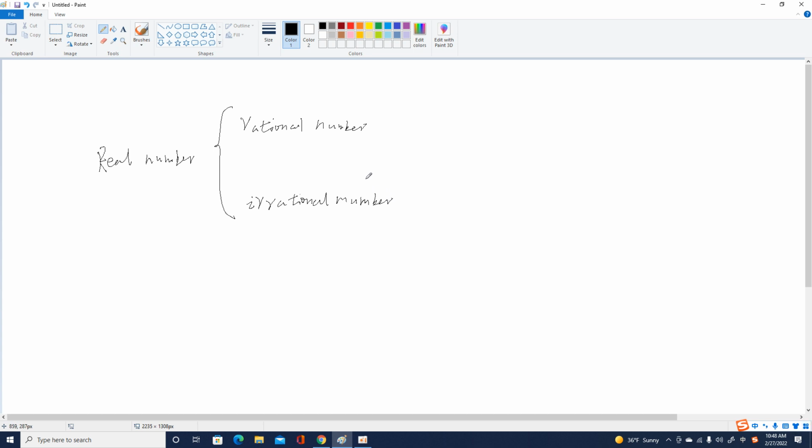What is a rational number? A rational number means the number can be expressed as the quotient of two integer numbers, such as a over b. A is an integer and b is also an integer. In addition, b cannot be zero. Numbers like that are called rational numbers.